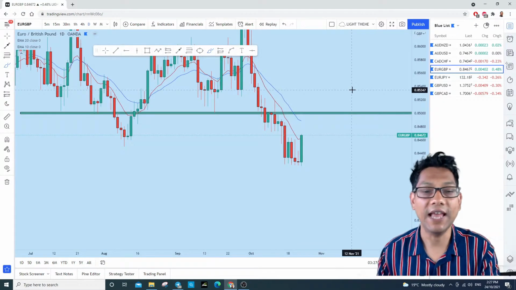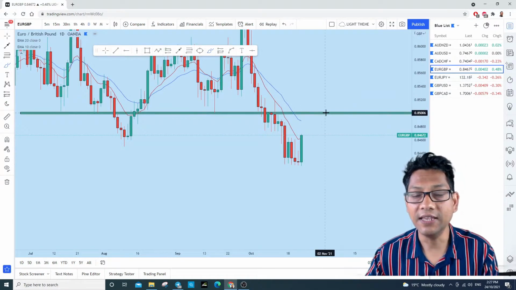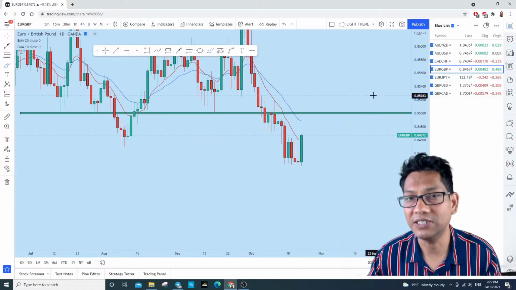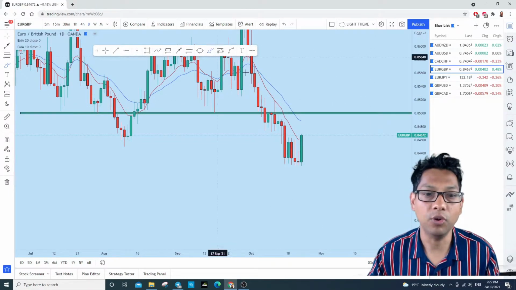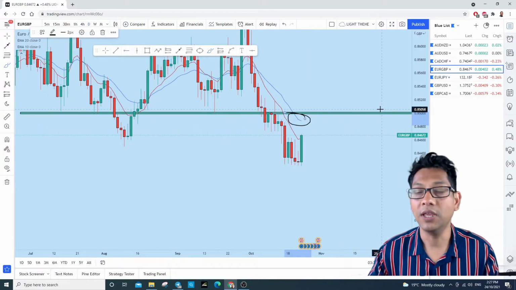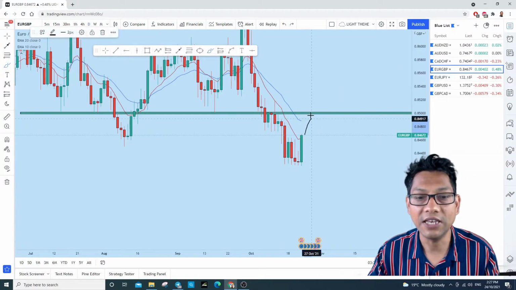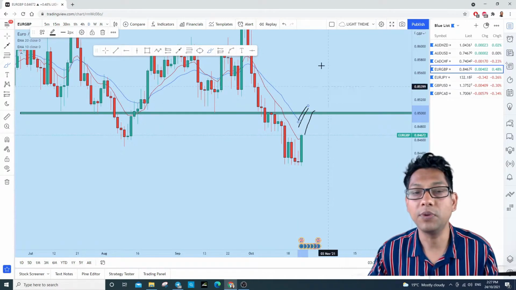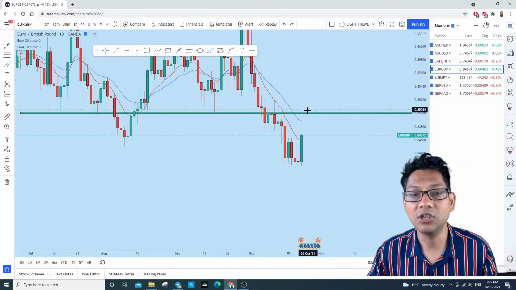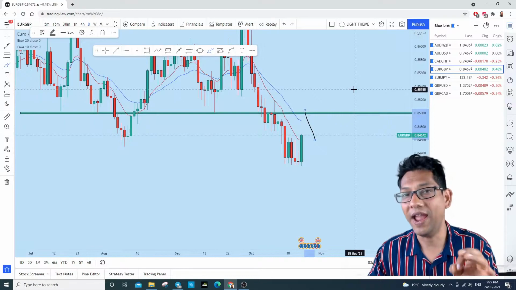Now on the daily, as you can see, this green zone is where we are expecting the price to move in the new trading week, and at the same time this zone is where the 20 period moving average is. So what we might see in the new trading week is the price cross this 20 period moving average, test this zone, and then close back below.